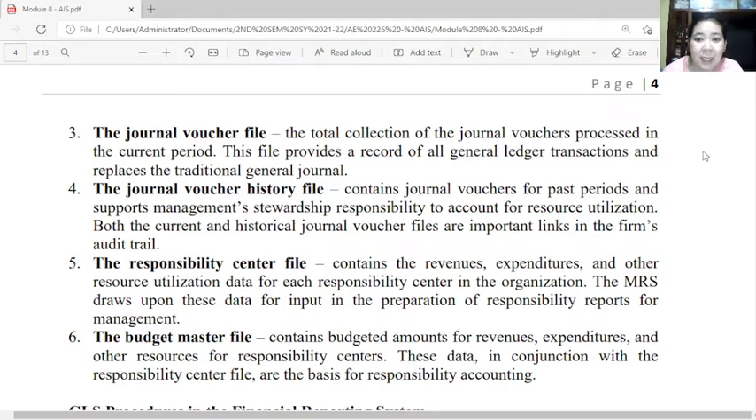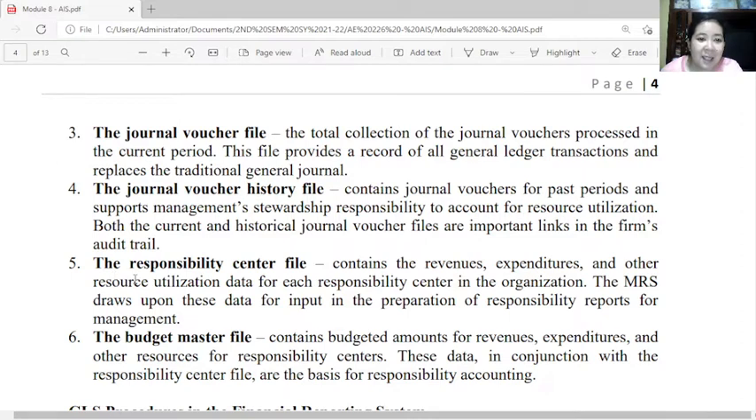Okay, the next is the journal voucher history file. Basically, this contains our journal vouchers for the past periods, just like our historical general ledger file a while ago. So again, this will support management's stewardship responsibility to account for resource utilization. Both the current and historical journal voucher files are important, especially for the audit trail.